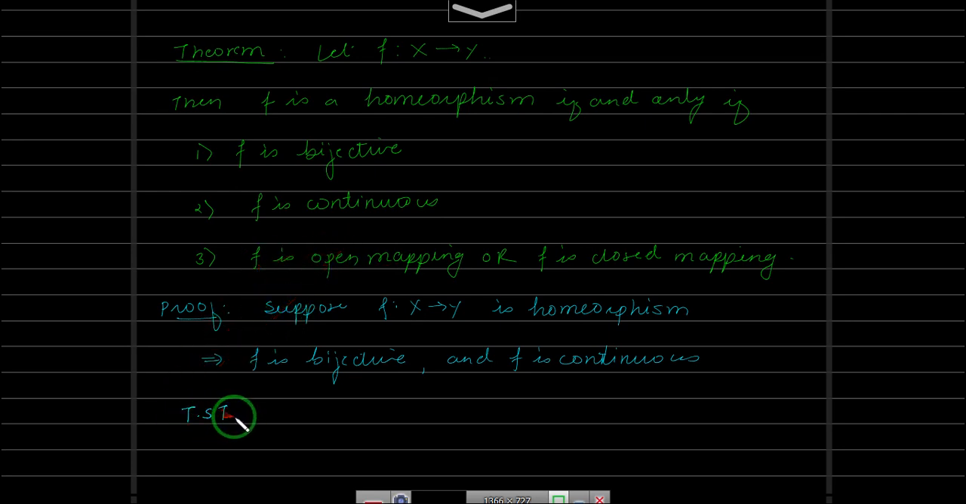So to show that f is an open mapping, what we need to show is we need to take an open set U in X, and we have to show that the image of that is open in Y. Okay, so let U be open in the domain X. To show that f(U) is open in Y, this is what we have to show.